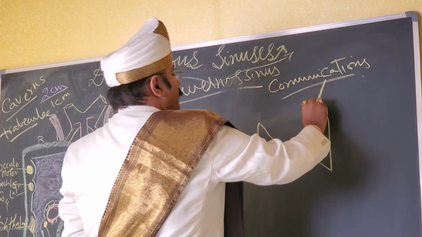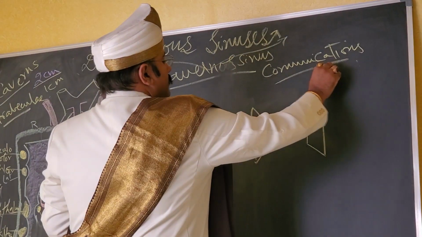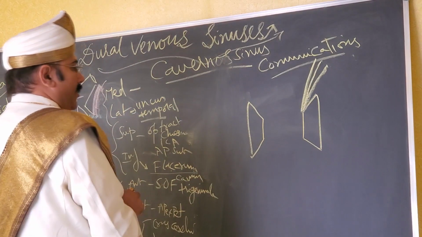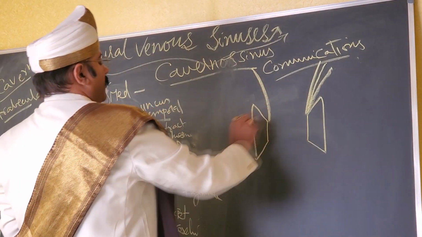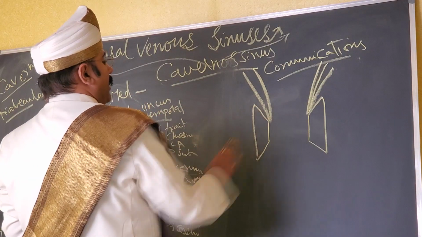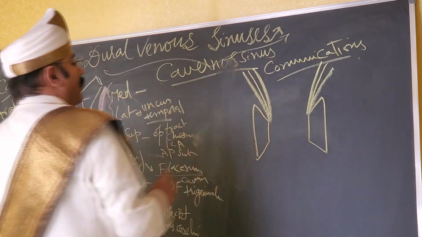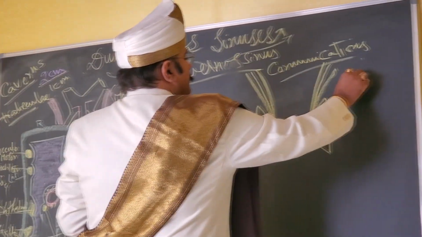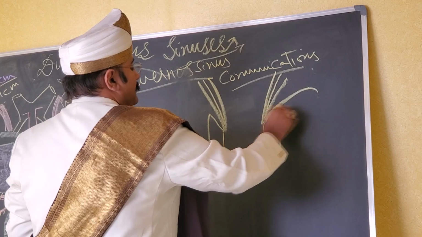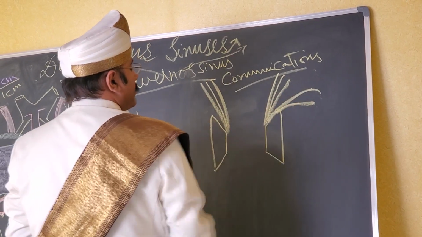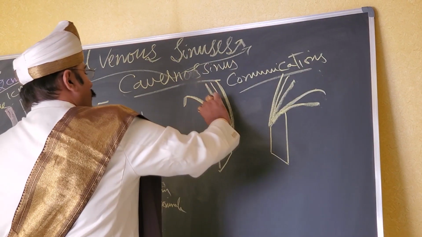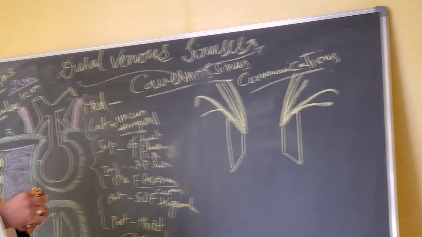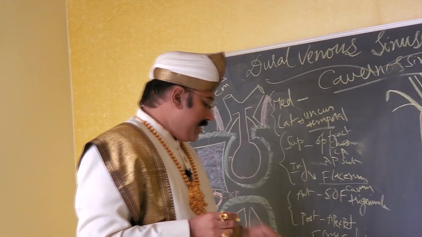This is the superior ophthalmic vein, the inferior ophthalmic vein, and the central vein of retina, from the orbit. Then you have got the sphenoparietal sinus and the middle meningeal veins, which are coming from the meninges.